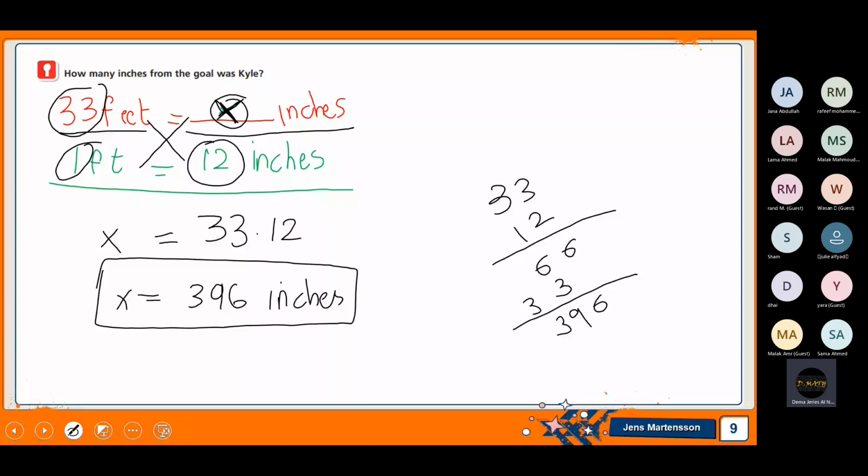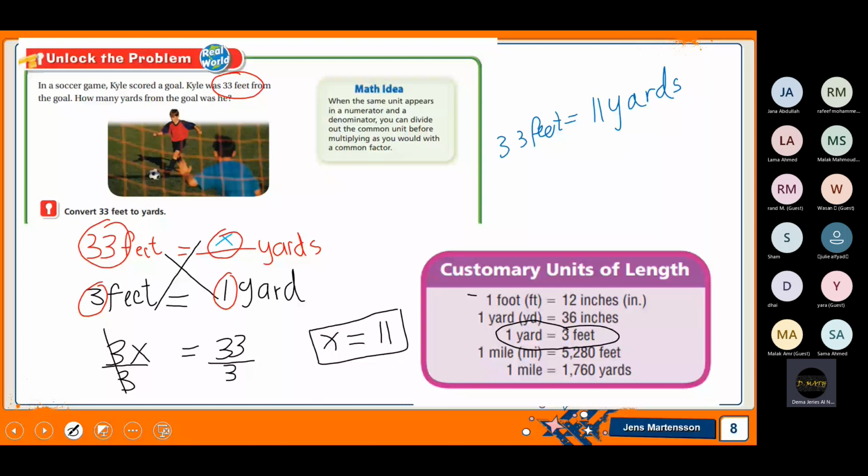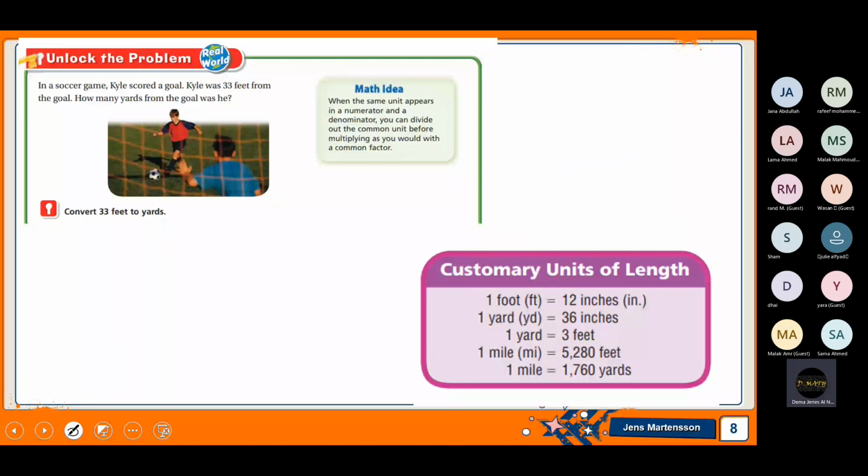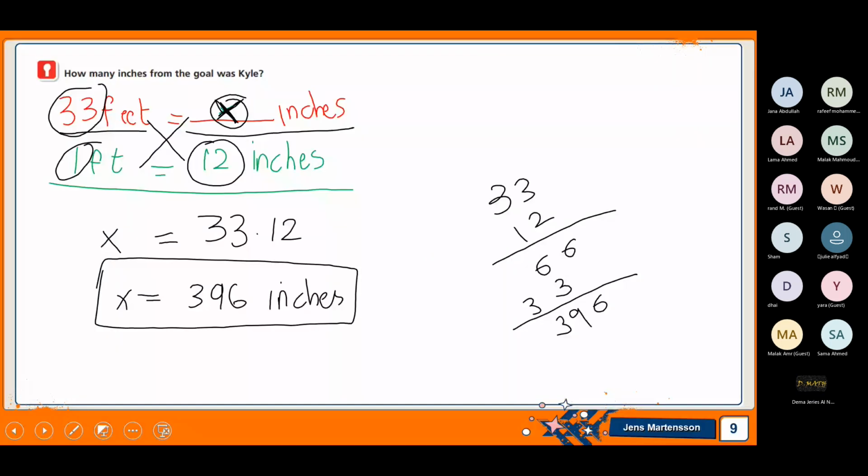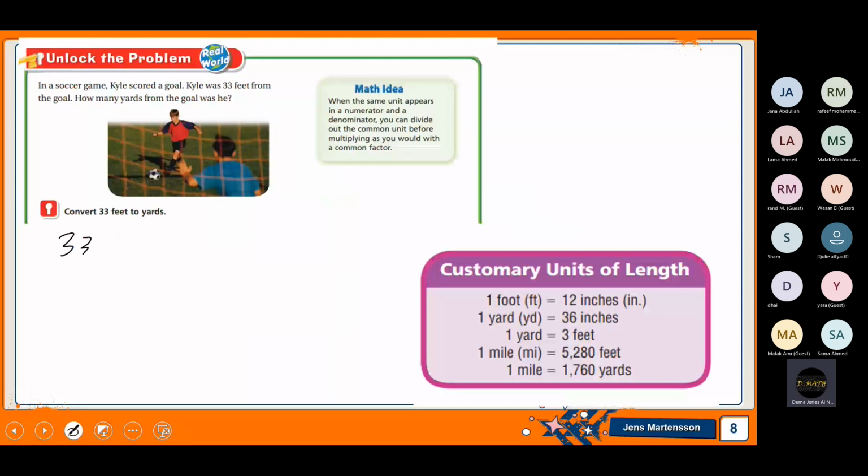So you mean in number A? In number 1? Yeah. You talk about here, you have 33 feet. They ask you to write 33 feet, but now in yards. You will say 33 feet, how many in yards? This is the question. You will put here x because it's unknown.